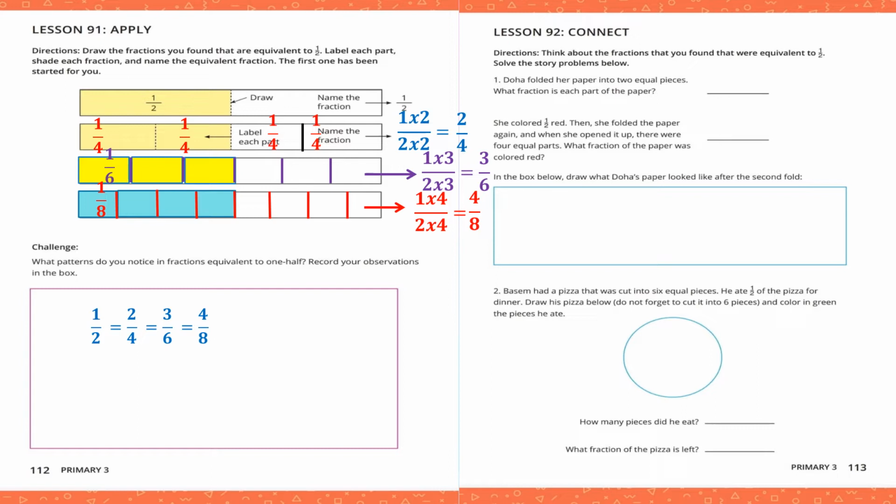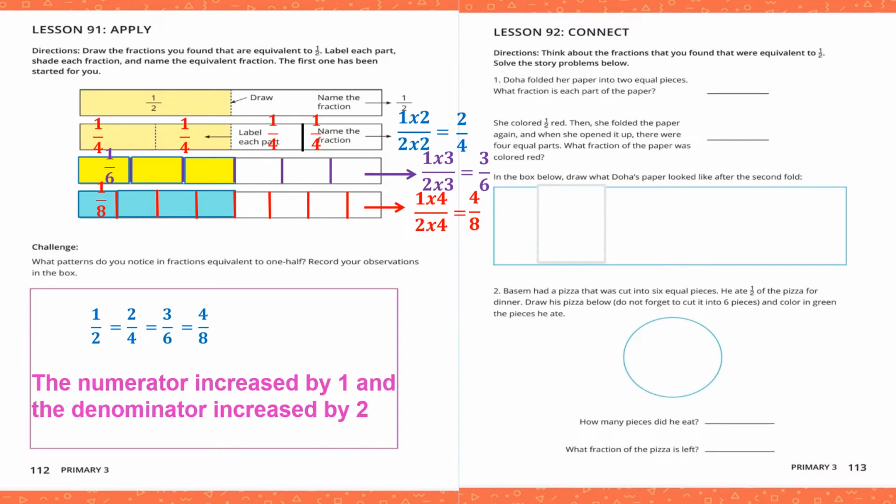Challenge: what patterns do you notice in fractions equivalent to 1/2? We notice here that the numerator increased by 1 or skip counting by 1, and the denominator increased by 2 or skip counting by 2. The numerator here 1, 2, 3, 4, and the denominator 2, 4, 6, 8.